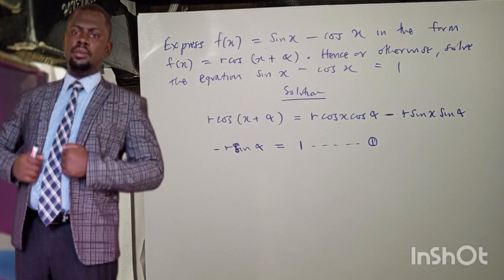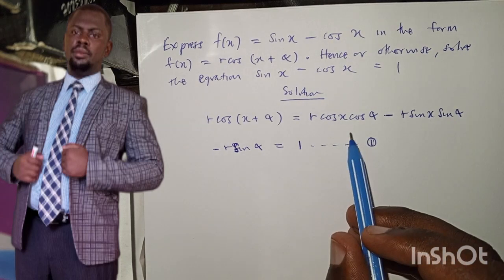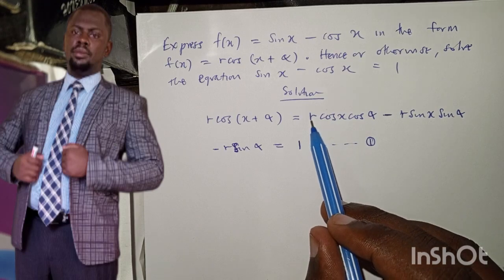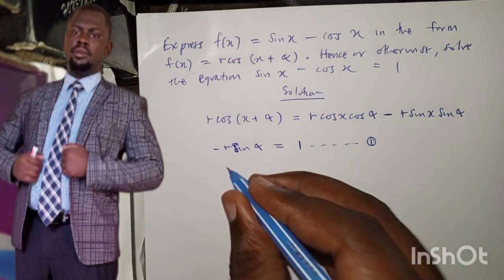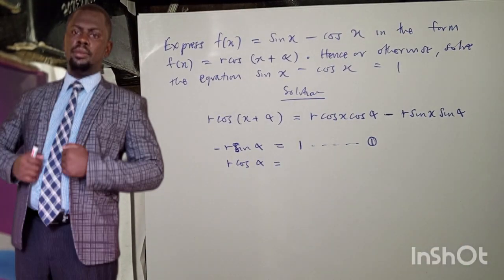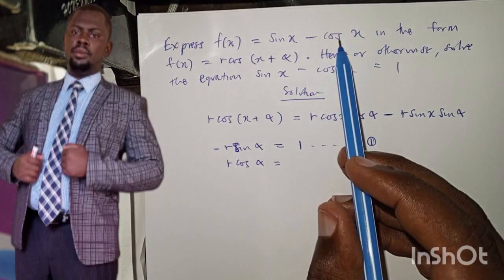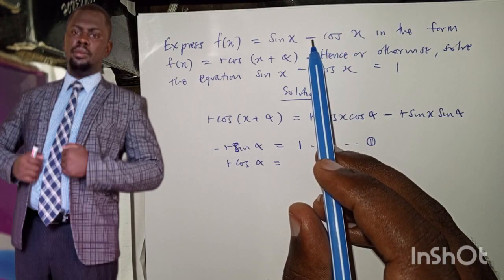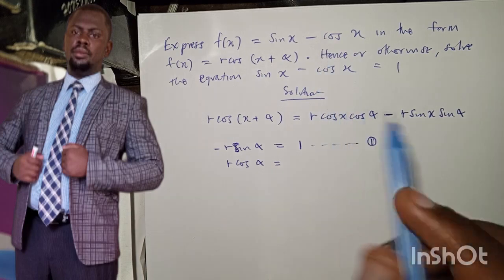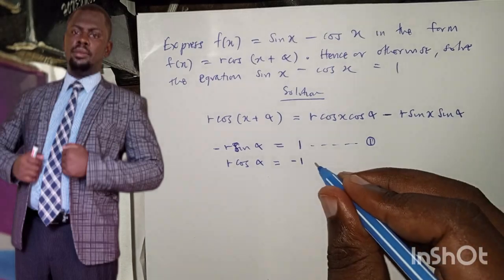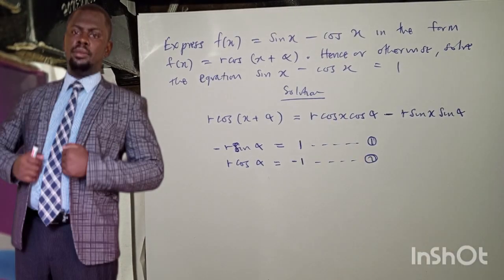Okay, then equation 2, we get the coefficient of cos x. So the coefficient of cos x here, if you remove cos x, we are going to remain with r cos alpha. So we have r cos alpha is equal to the coefficient of cos x in our initial equation. There is a minus here, so the coefficient will be minus 1. So r cos alpha is equal to minus 1, and this will be equation 2.